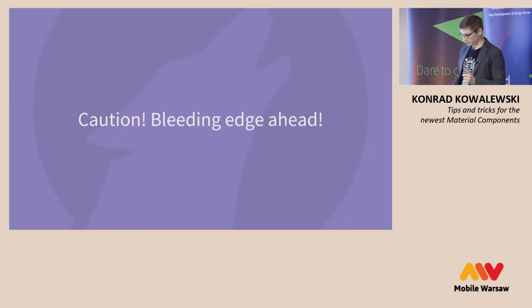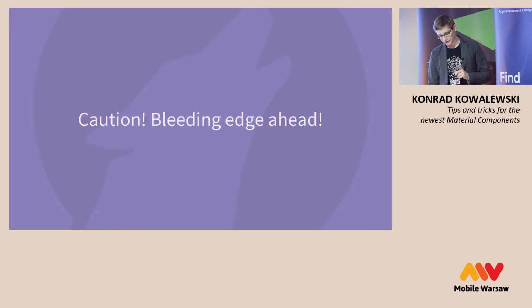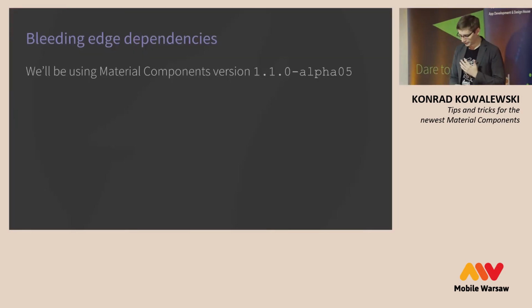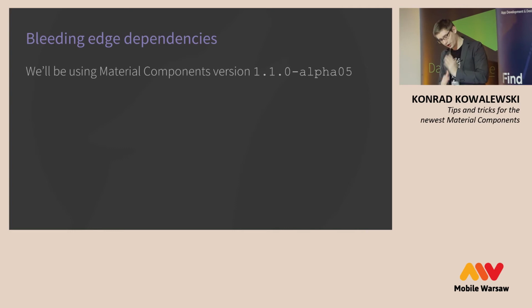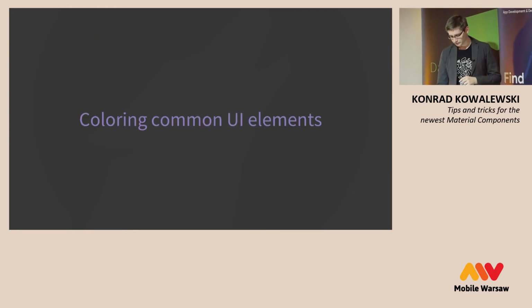Okay, so before we move on to the tips, there is a caution: bleeding edge ahead. We will be using Material Components version 1.1.0 alpha 05, because a lot of things happened between 1.0 and 1.1.0. All of those changes are very useful, and I will be using things that changed in those alphas. So we are using the latest API.